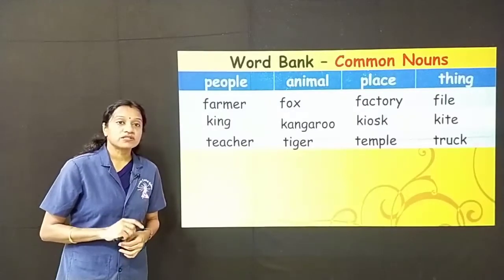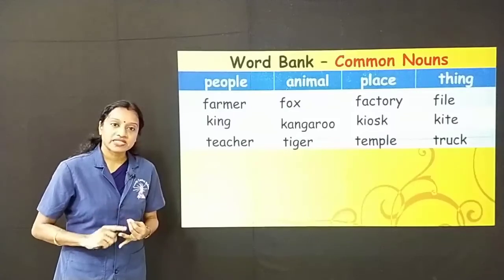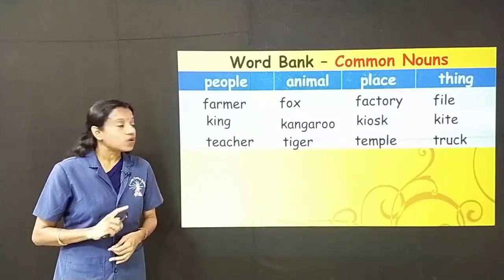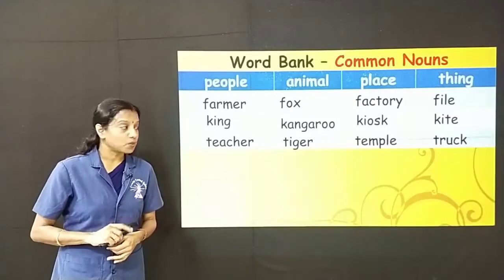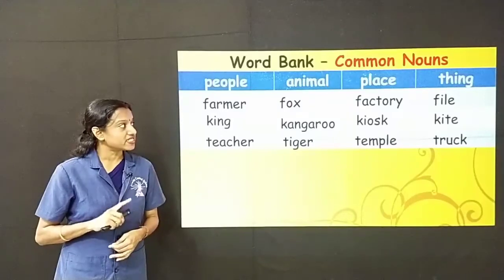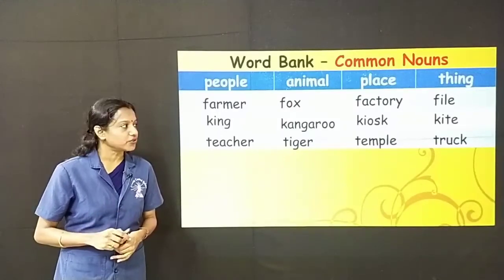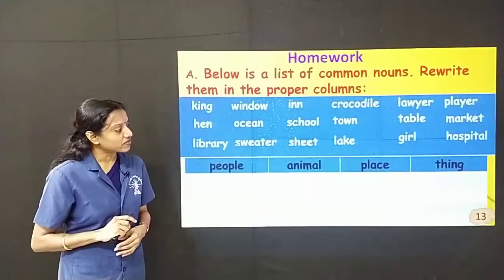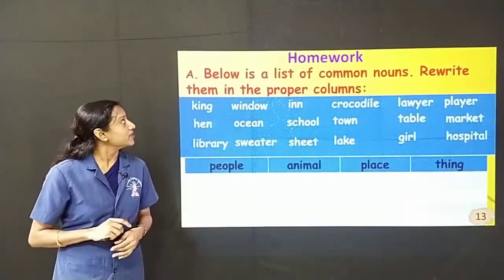So children, on page 12 and page 13 you will have to make the changes again here. This will be all in capital letters in your textbook, but you have to change it into small letters. With a pencil you can do it. This will be your homework children, page number 30, homework.